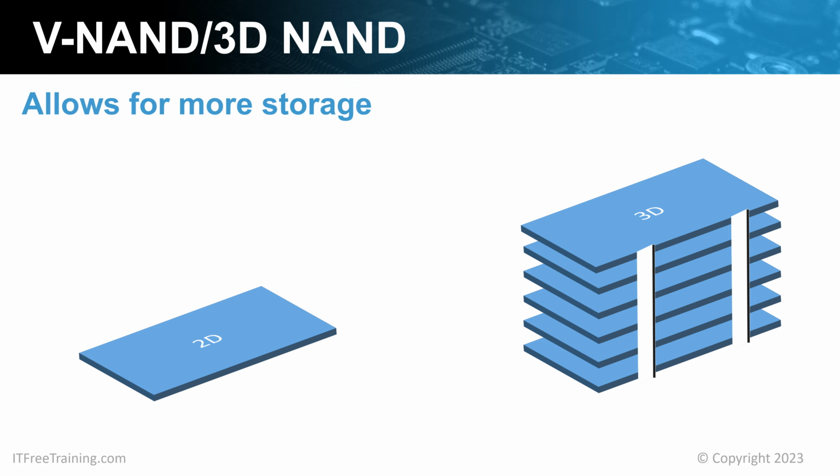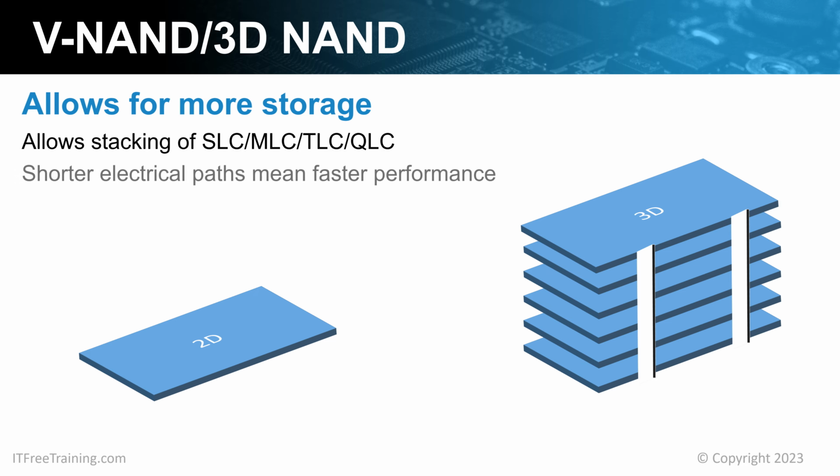Stacking multiple cells like this allows for more storage. The manufacturer can easily stack other cell types. For example, they can stack the single-bit cells, or cells that store more than one bit. Also consider that the cells are stacked very close to each other, which means shorter electrical paths, which translates into faster performance. The downside is that they are difficult to manufacture.